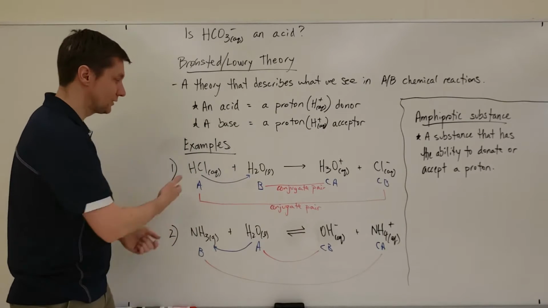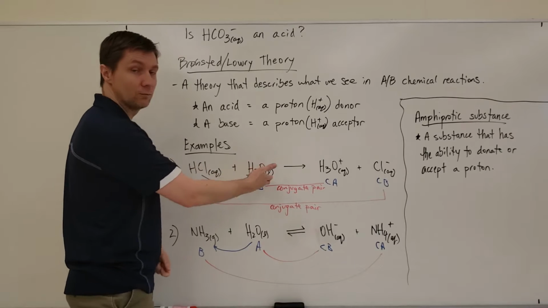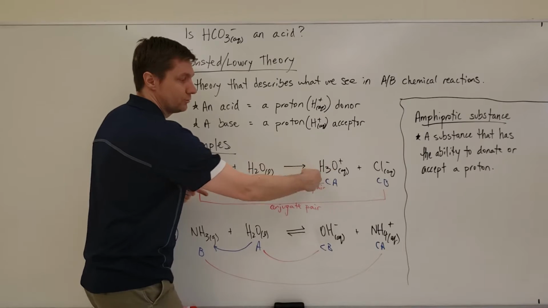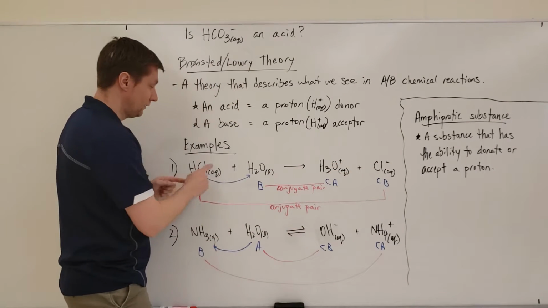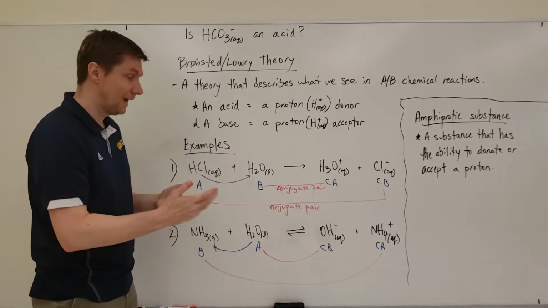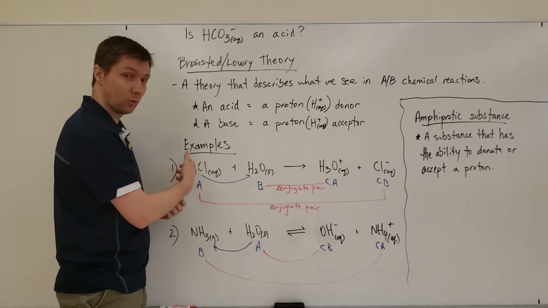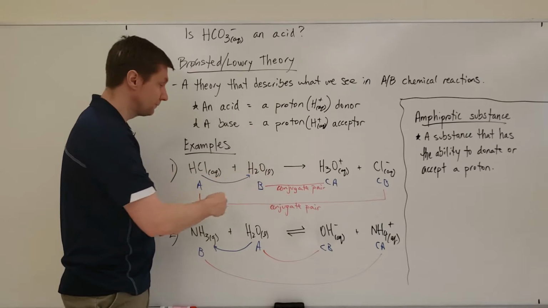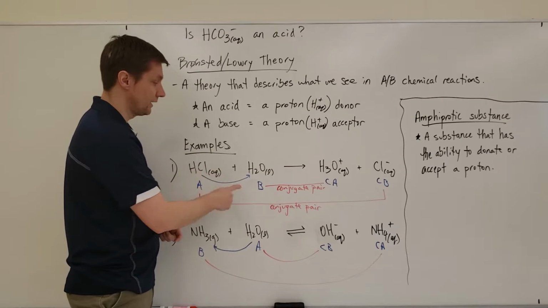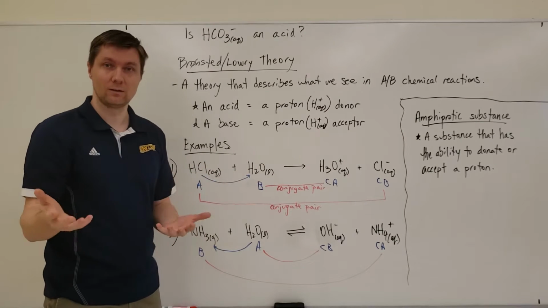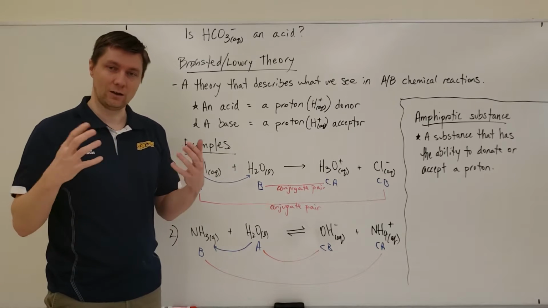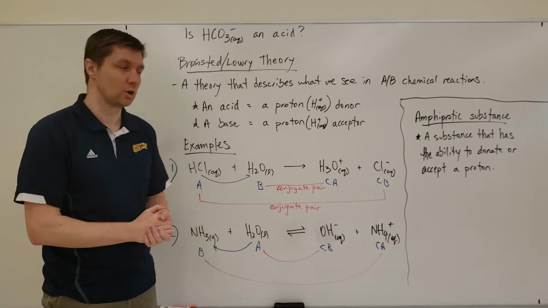So if we have a chemical reaction like this one, where we've got hydrochloric acid reacting with water, you can see that in order to produce hydronium and chloride ions, the hydrochloric acid has to donate a proton to the water molecule. That means this is the proton donor, this is the proton acceptor, and so this is my Bronsted-Lowry acid, the hydrochloric acid, and the water is my Bronsted-Lowry base. It's kind of weird to call water a base, but under that definition, that's what we call it.